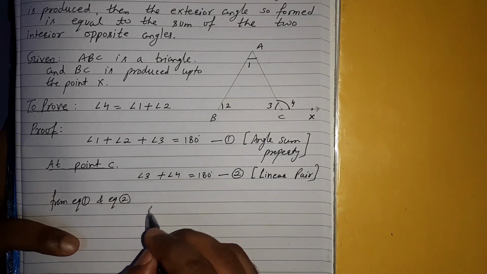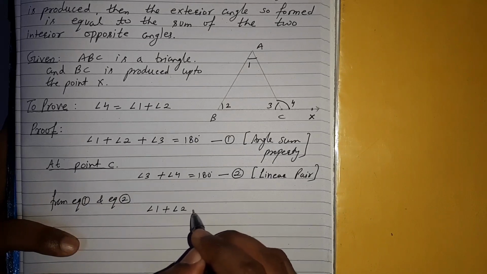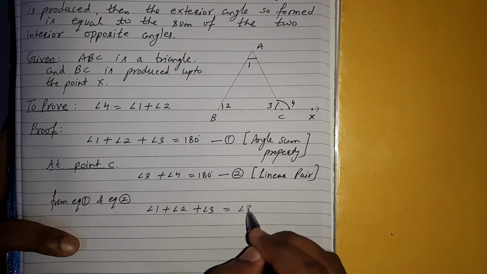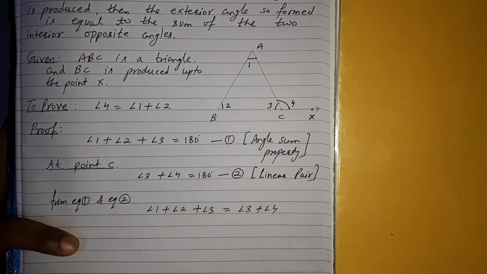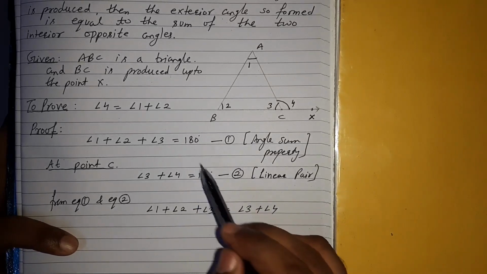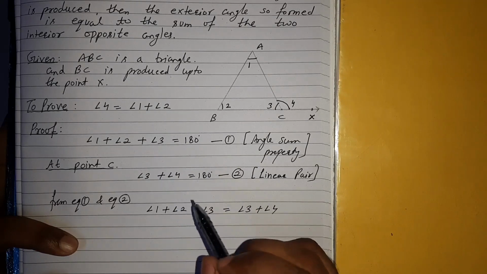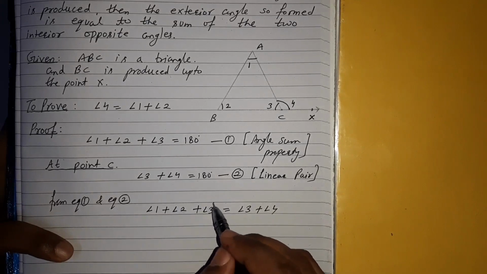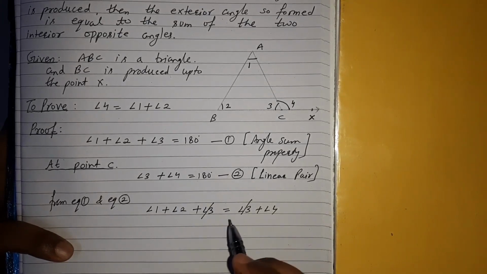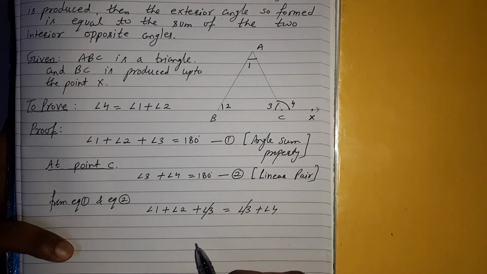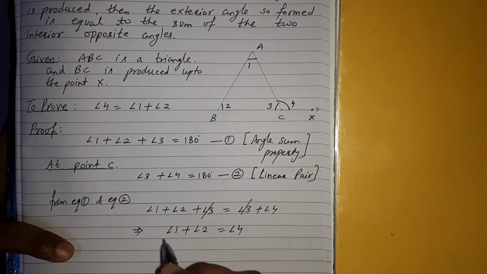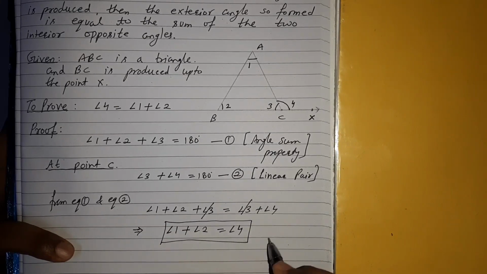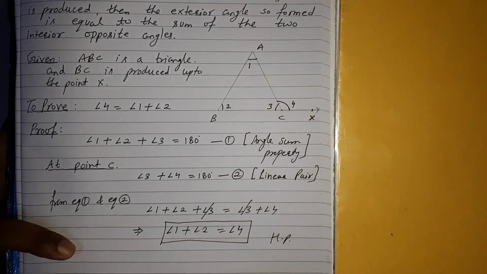Now from equation 1 and equation 2, we can write angle 1 plus angle 2 plus angle 3 is equal to angle 3 plus angle 4, because the RHS of both equations are equal, so the LHS will also be equal. Now angle 3 we can cancel out, because the same values and the same sign are there. After the cancellation it will be angle 1 plus angle 2 is equal to angle 4. Hence proved. I think this is clear to all of you.